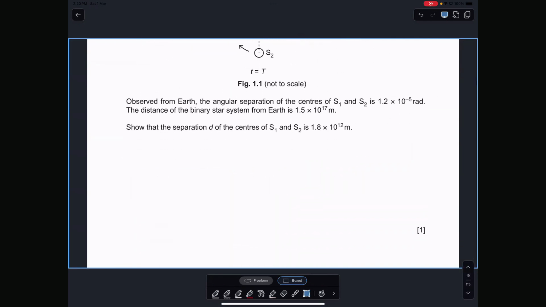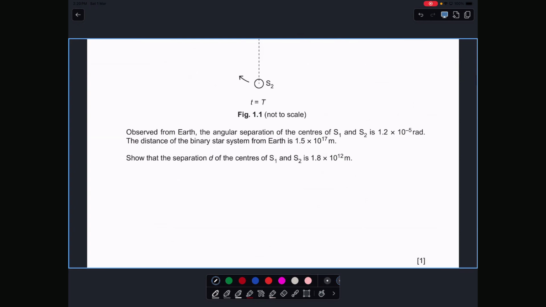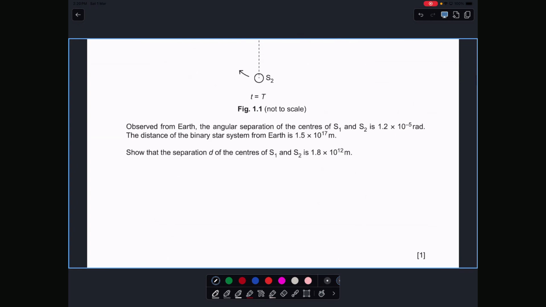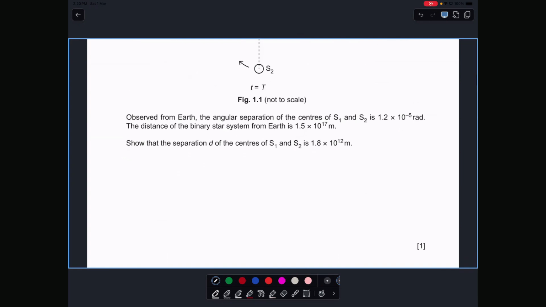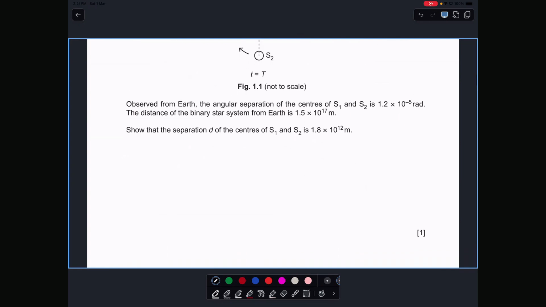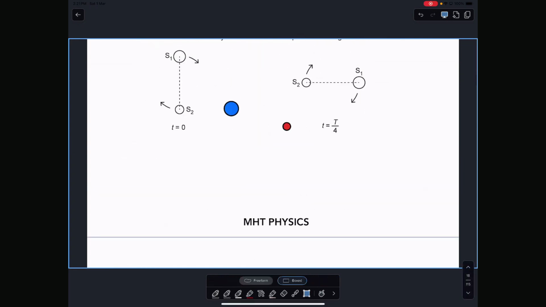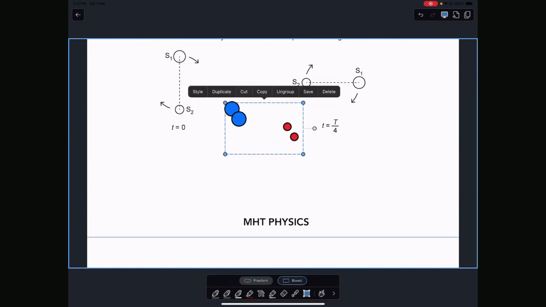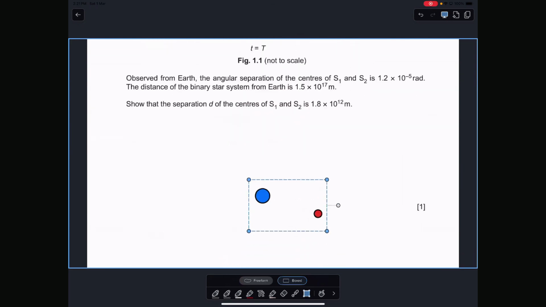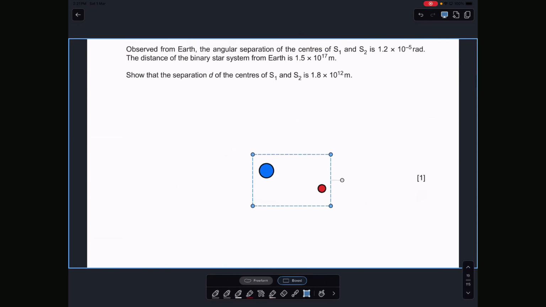It says that observed from Earth, the angular separation of S1 and S2 is 1.2 radian. The distance between the binary star and the Earth is given. Show that the separation d from the center S1 to S2 is attometer. Right? A question ta jodi bujho, it's actually pretty straightforward. I'll explain. So কি বলছে? It's a very random question, by the way. মানে it's not usually a thing that তোমাকে জিজ্ঞেস করে.